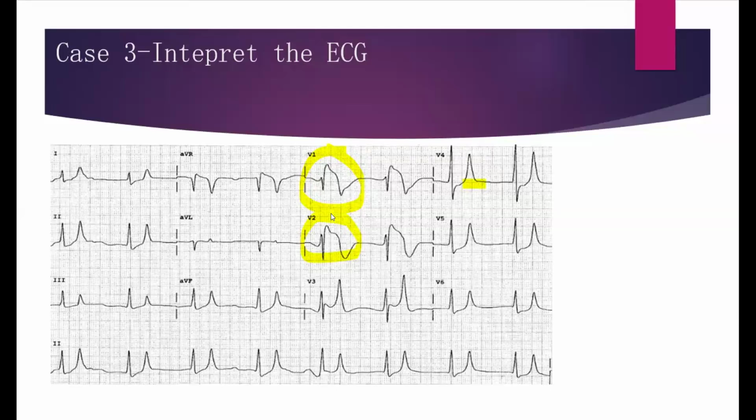Okay, so you have V4, V5, and V6, which have all tented T waves, and then you have this Brugada-like syndrome. But anyway, you don't have to know this Brugada or those things. The idea is to show you that hyperkalemia is a great imitator.